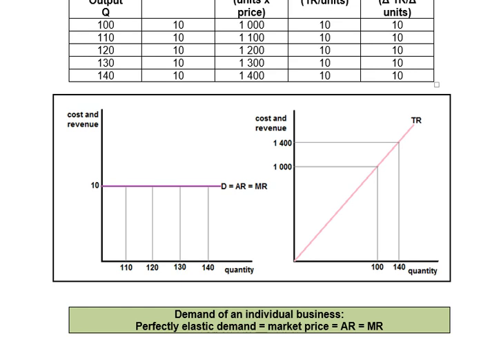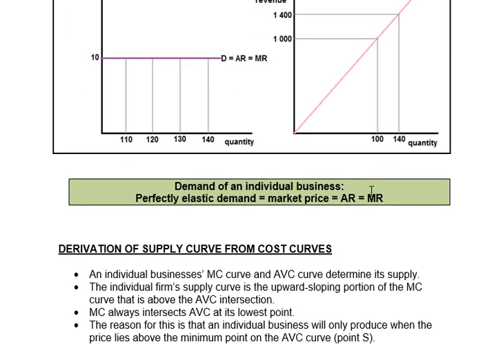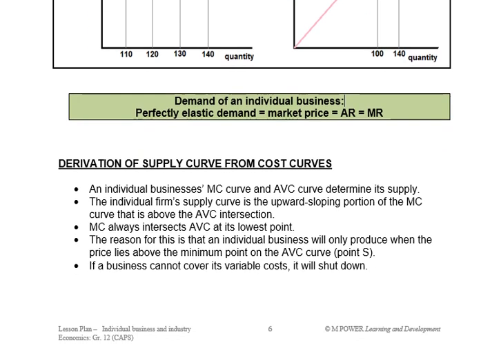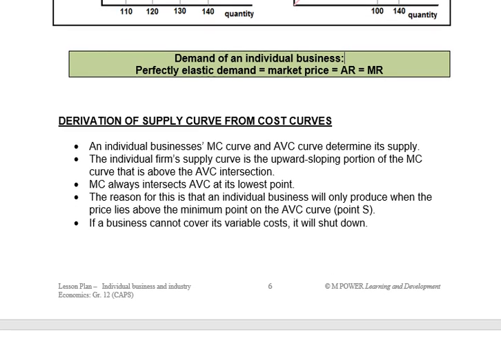All right. So important to remember, the demand for the individual business in the perfect market is a perfectly elastic demand curve, a horizontal line at the level of the market price. And then your market price equals the average revenue equals the marginal revenue. So that perfectly elastic demand curve is also the average revenue curve and is also the marginal revenue curve. That is your demand curve for the individual business.